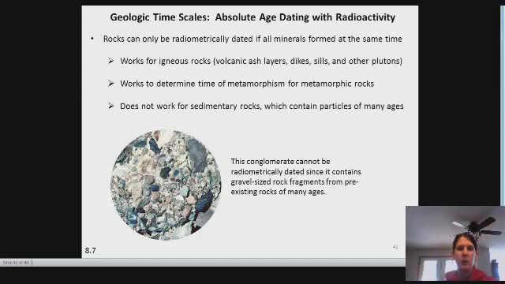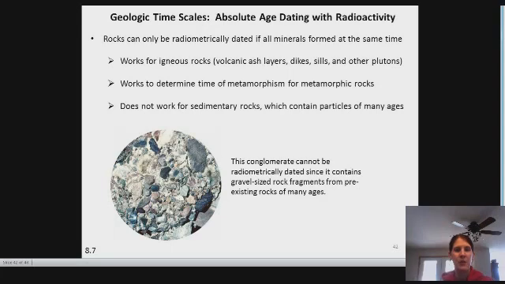Rocks can only be radiometrically dated if all minerals formed at the same time. So this is important to know. So this works for igneous rocks, volcanic ash layers, dikes, sills, other plutons, or intrusive igneous rocks. And it can work to determine the time of metamorphism for metamorphic rocks. So it won't tell us the age of that original rock, but it will tell us when that metamorphism occurred, because remember, it reworks the minerals within the rock.